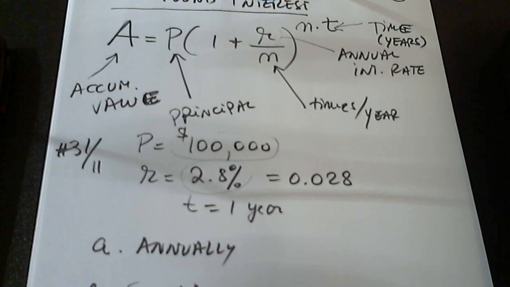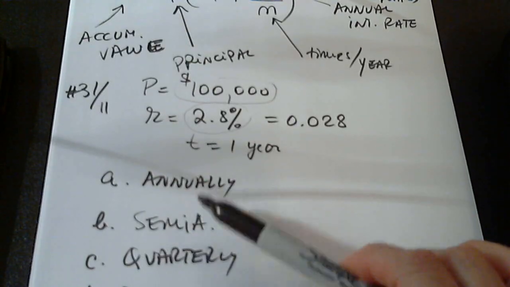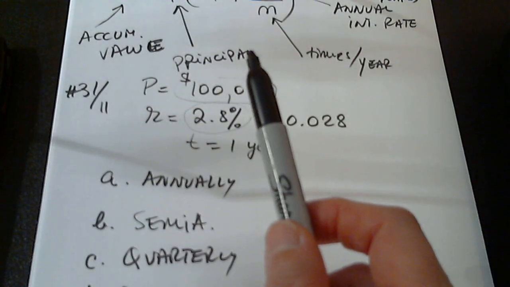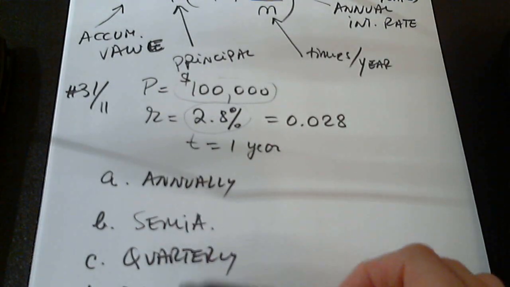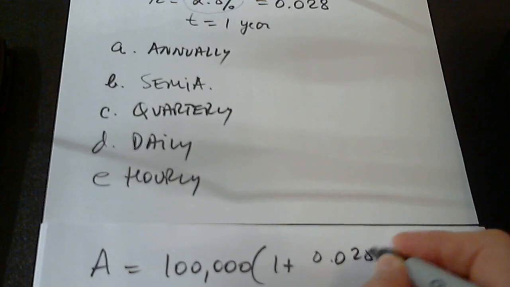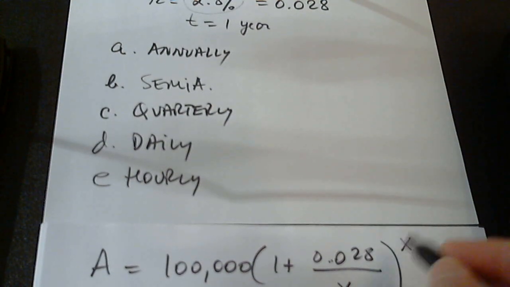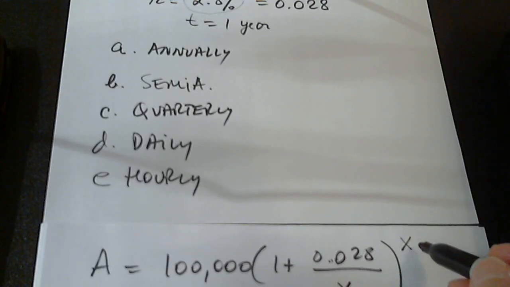Now, that's my preference. You have other options. But I am not going to use the formula 5 times. I'm going to write the following. A equals 100,000 times (1 plus 0.028 divided by x), because I do not have n in the calculator, raised to the power of 1 times x. So this is the n, this is the n.